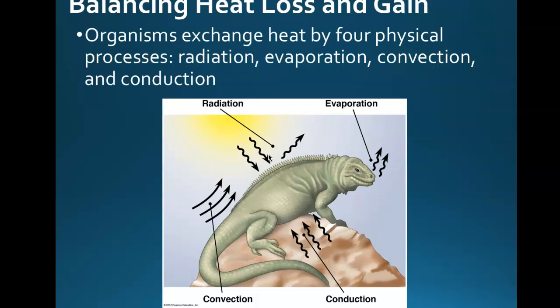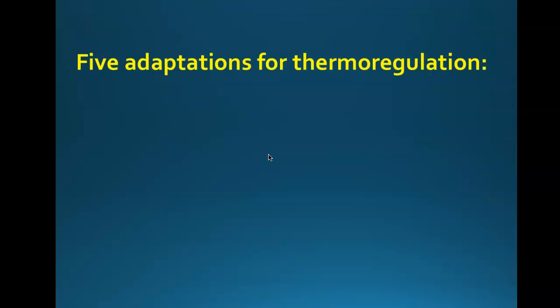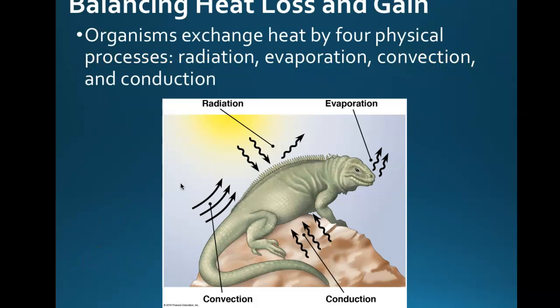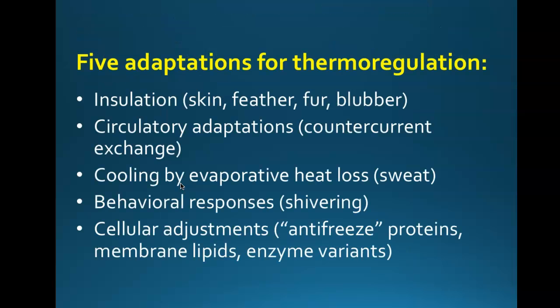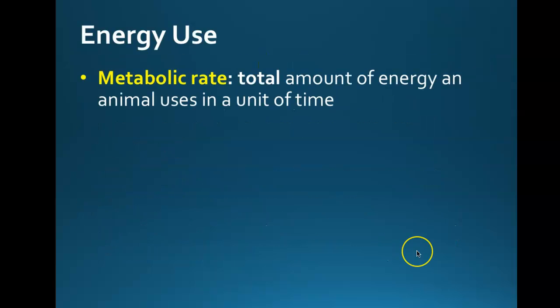I'm going to skip this slide because it's not super important. There are 5 other, I don't need you to know radiation, evaporation, conduction, or convection. 5 adaptations for thermoregulation: insulation, circulatory adaptations, evaporative cooling, behavior responses like shivering, and then cellular adjustments like antifreeze proteins. You'll remember that video we watched about the fish with the antifreeze proteins.